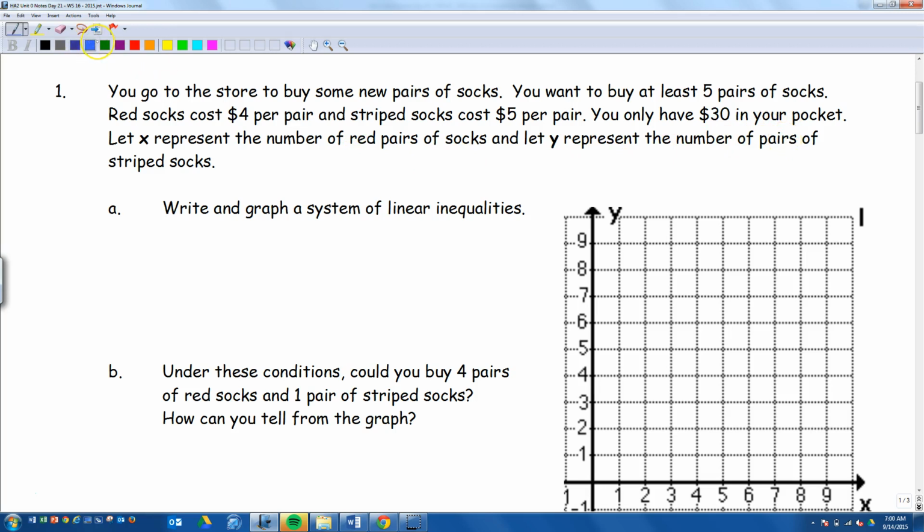So right away, the first equation has to be how many we can buy. So that's going to be x plus y at least 5, which means this has to be bigger than or equal to 5. Then we're going to do the price one, which means there's $4 per pair of red socks and $5 per pair of striped socks. Now, however, we only have $30, so we can only spend up to $30, which means the 30 has to be the biggest thing. So that's how the inequalities will look. Now we have to graph them.